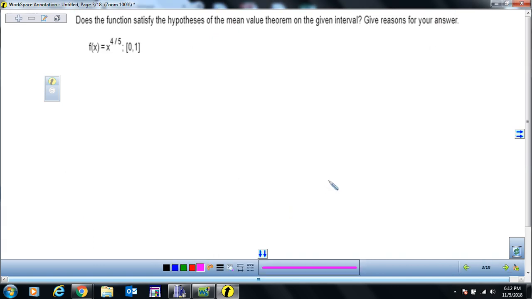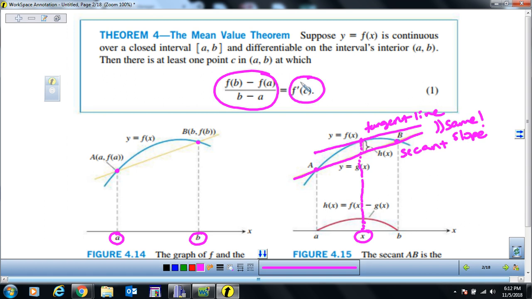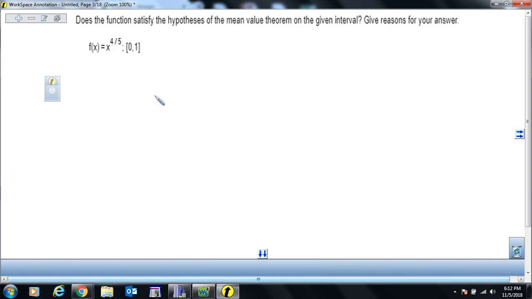So this first problem says, does the function satisfy the hypothesis of the mean value theorem on the given interval? Give reasons for your answer. So does the function satisfy the hypothesis of the mean value theorem? If I reread the mean value theorem, first of all, the function has to be continuous over a closed interval. We are given a closed interval here to analyze this function. We're not going to look at the entire function.